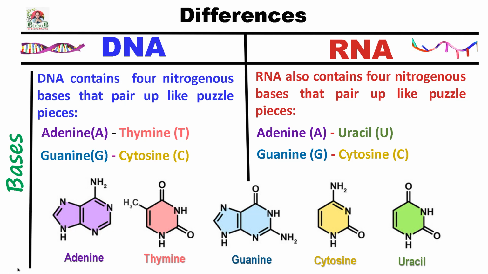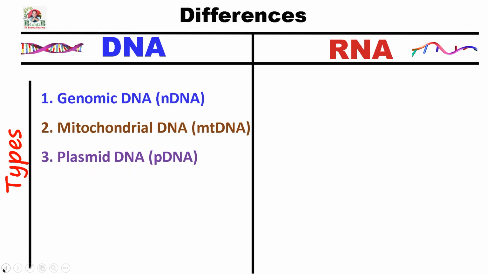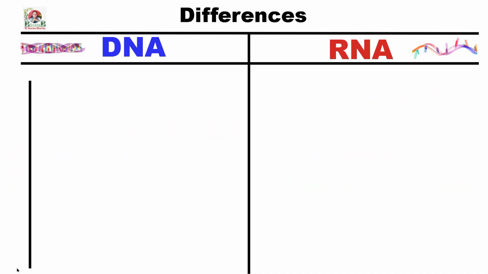Now, let's see the types of DNA and RNA. In general, DNA exists in these 3 forms. Number 1, genomic DNA, which is actually the nuclear DNA found in the nucleus. Second is mitochondrial DNA found in the mitochondrion. And third is plasmid DNA, which is present in prokaryotes, generally bacteria. On the other hand, RNA are of these major 6 types: messenger RNA, ribosomal RNA, transfer RNA, small nuclear RNA, microRNA and ribozyme.